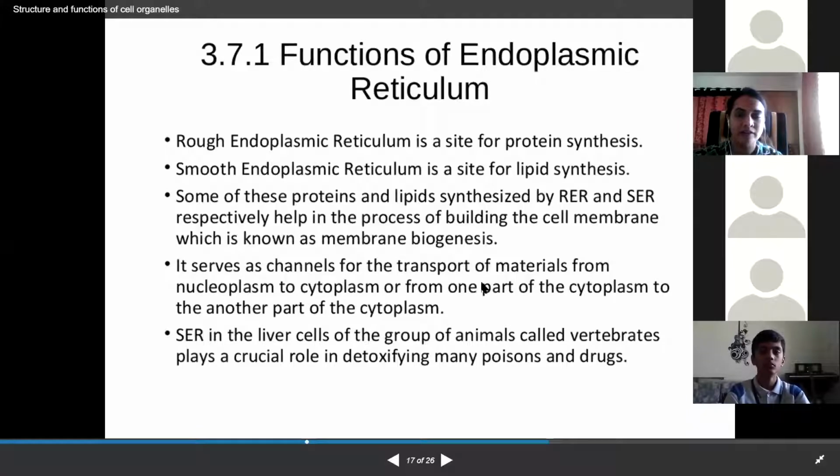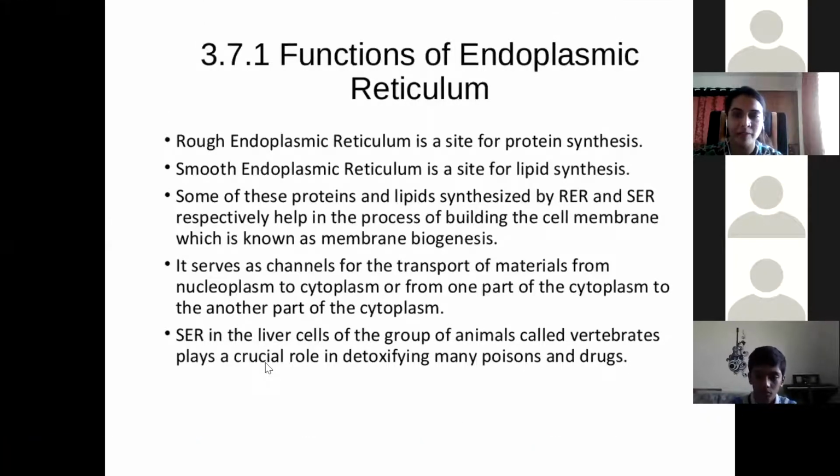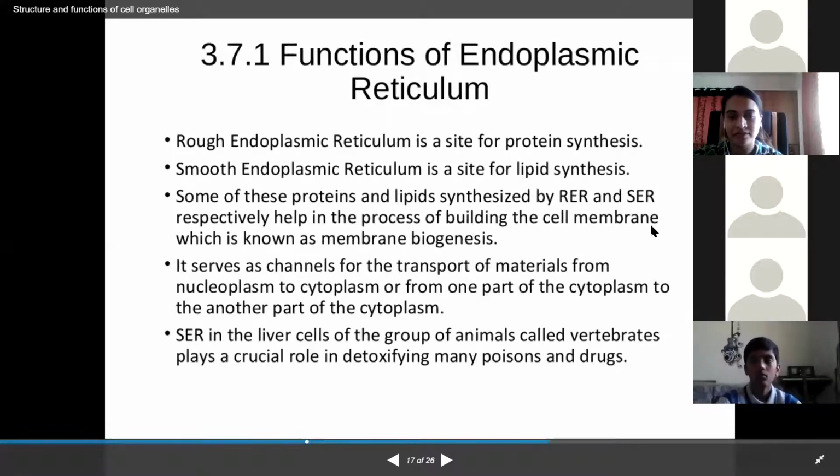It serves as a channel. Now, a very, very important point, it helps in the transportation of materials from the nucleoplasm to the cytoplasm. So this endoplasmic reticulum is responsible for transportation of materials within the cell. Now, the smooth endoplasmic reticulum in the liver cells of the group of animals called vertebrates plays a crucial role in even detoxifying many poisons and drugs. So this is at the cellular level.